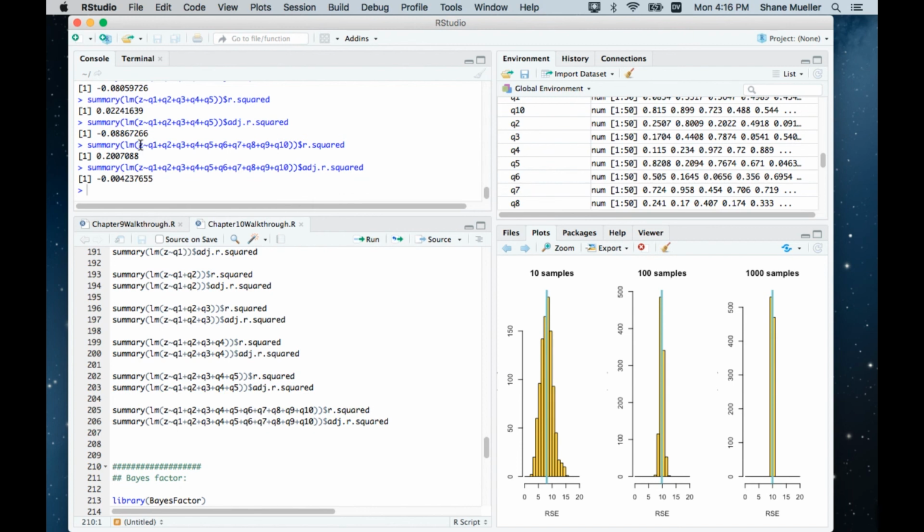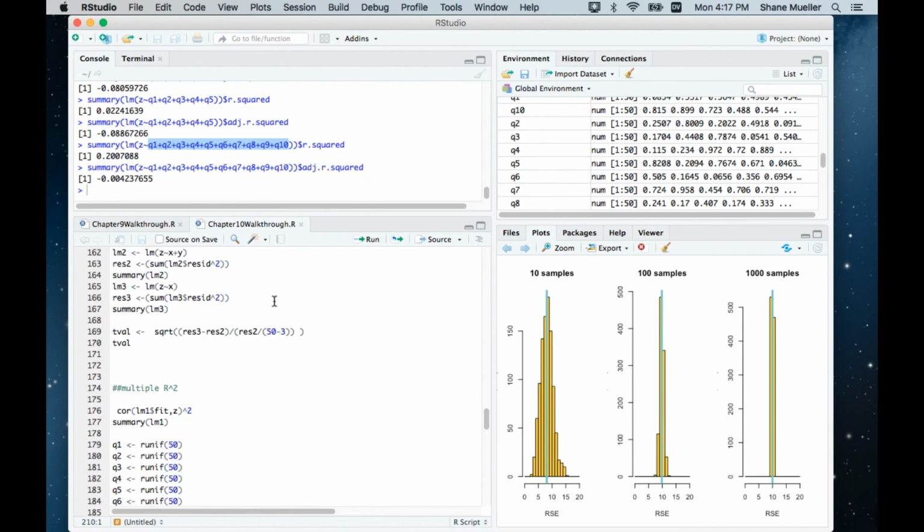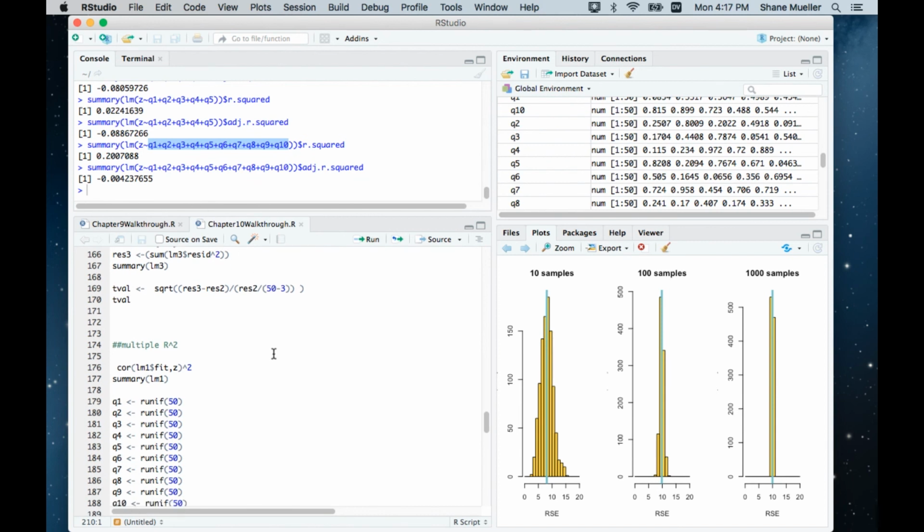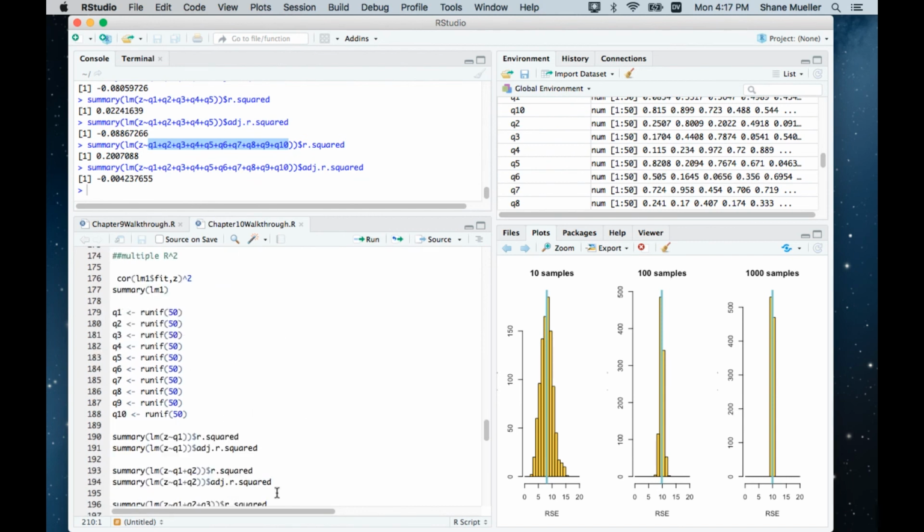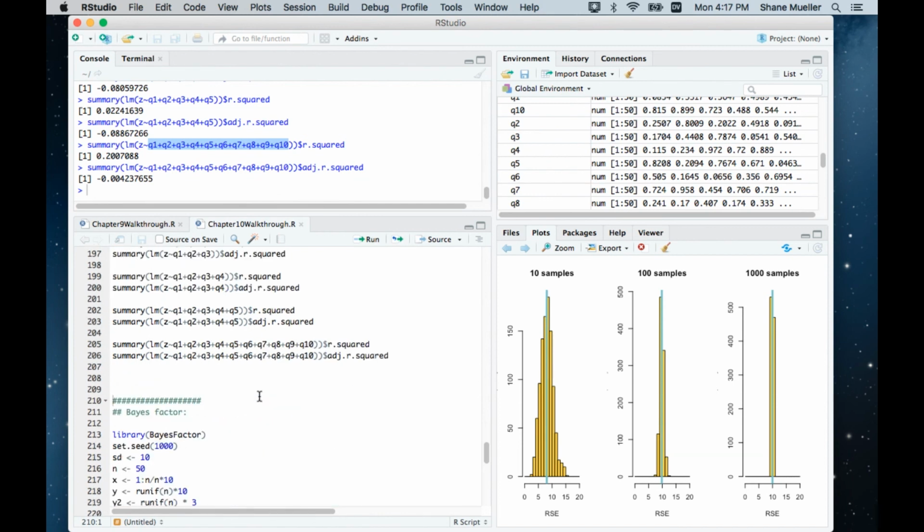Because remember, there really was no true relationship between z and all of these. So I'm only going to improve things if I give a bunch of these things, and I'm going to be able to get better. And if I give enough of them, there are only 50 points. If I give it 50 predictors, I will be able to predict every one of them exactly. And the adjusted r squared will punish you for that.